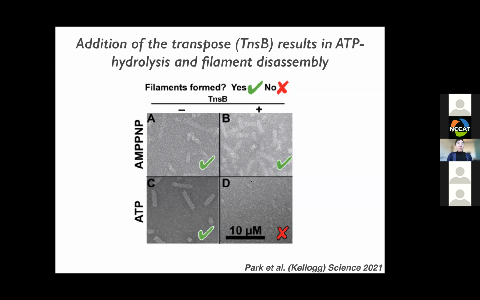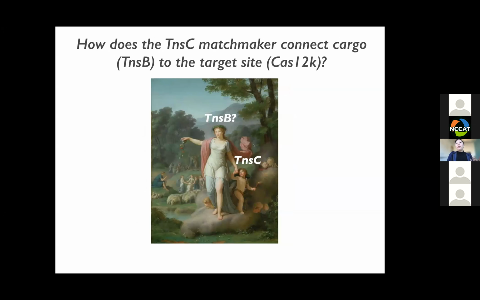So in terms of the analogy that we have going on here, the matchmaker protein TnsC is, in this case, bringing back, we think, the transposase TnsB to the target site.